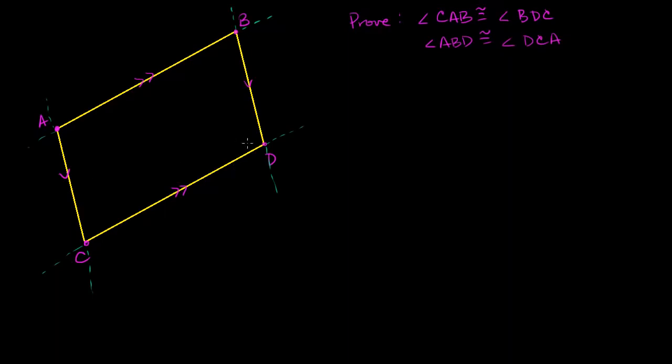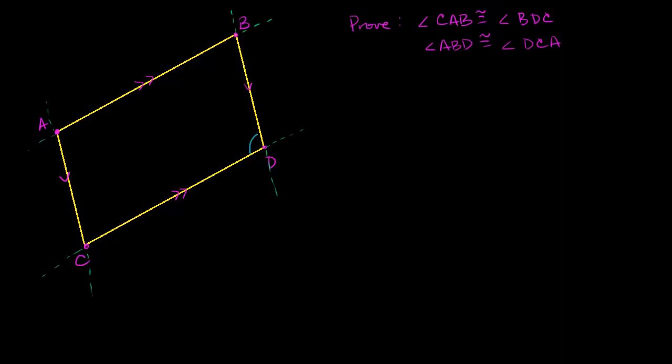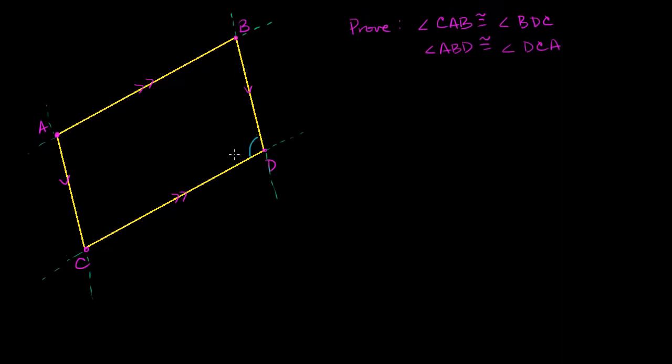So let me do it in a new color since I've already used that yellow. So let's start right here with angle BDC. Angle BDC right over here is an alternate interior angle with this angle right over there. And actually, we could extend this point over here. I could call that point E if I want.